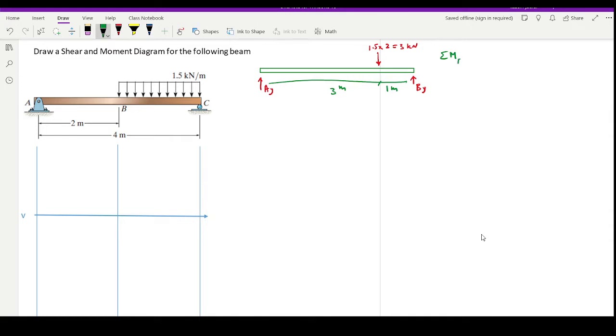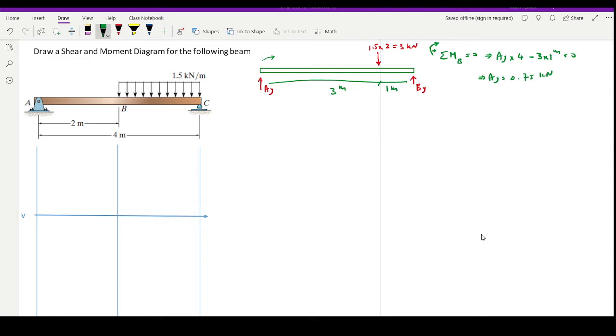If I take moment about B, and I assume that this is my positive direction because I'm following the direction that A is going to act, I can find AY from there. So AY times the distance, which is 4 meters, minus 3 times the distance, that is 1 meter, is 0. Therefore, AY is 3 over 4 or 0.75 kilonewton for A.